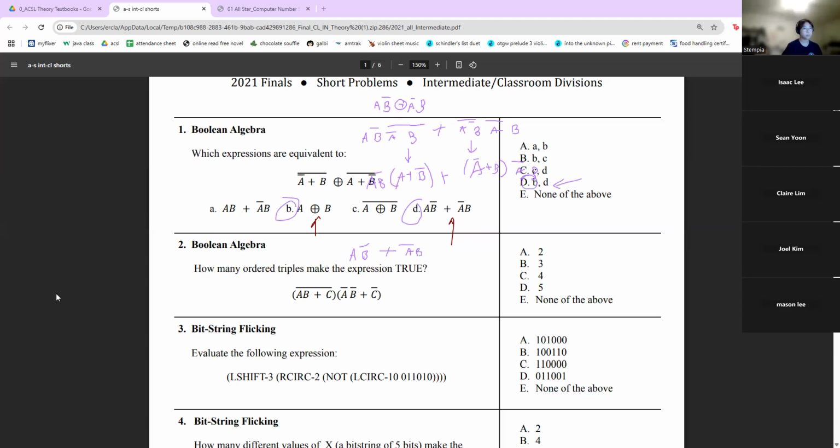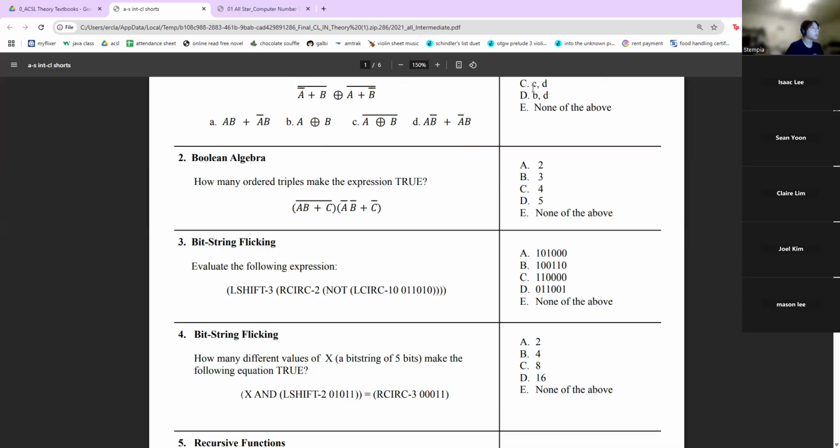Any questions about number one? No? Okay. Number two, a slightly easier Boolean algebra problem. How many ordered triples make the following expression true?